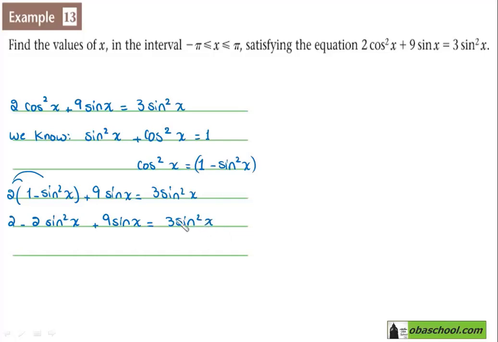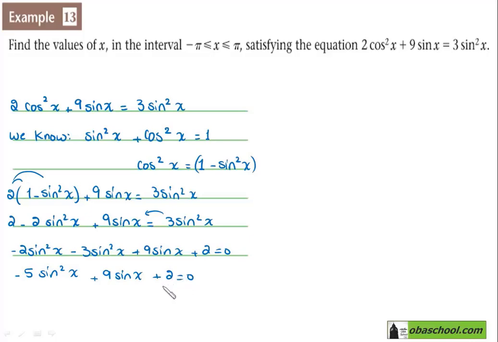We will make the equation equal to 0. Minus 2 sine squared x. We subtract 3 sine squared x on both sides, so minus 3 sine squared x plus 9 sine x plus 2 all equals 0. We also organize the equation. We put the power 2 first, then the sine, then the constant, equals 0. Okay. Minus 2 sine squared x minus 3 sine squared x is minus 5 sine squared x, plus 9 sine x plus 2 is equal to 0.